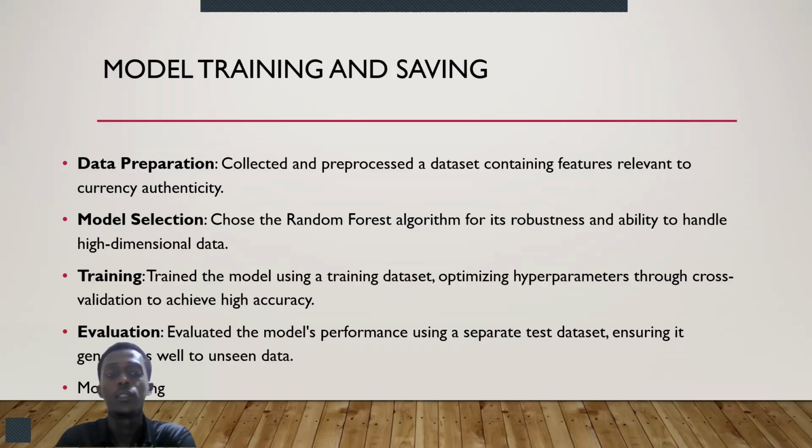There were at least 10 models, but depending on the evaluation scores, we decided to go with the random forest algorithm because of its robustness and its ability to handle high dimensional data. Then we trained the model on the training data set, and we tuned the hyperparameters here and there to come up with a good validation and training accuracy. We then evaluated the model's performance using a different test data set to make sure that the model generalizes well to unseen data, and after that we were able to save the model.